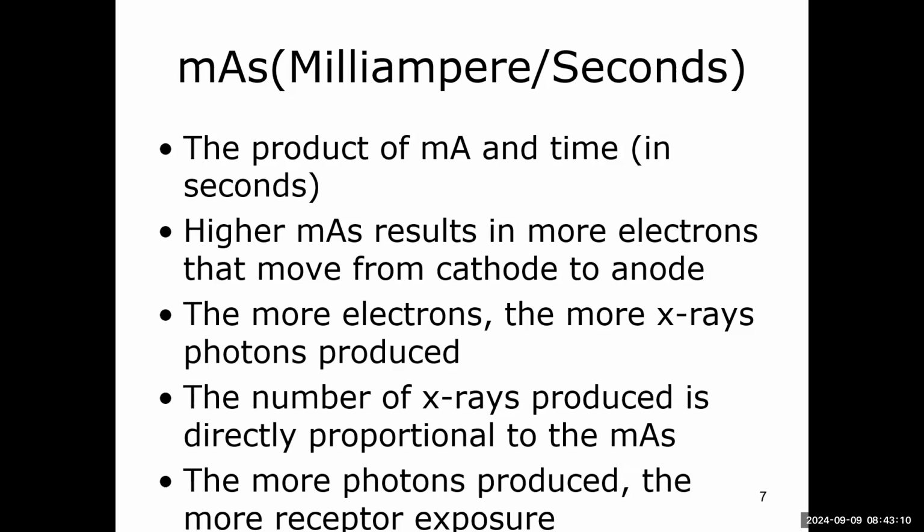Now mAs can increase with a change in mA. So if we increase the mA, that makes the mAs go up, right? Or if we left the mA alone and made the exposure time twice as long, that also makes the mAs go up. So it takes both of those things to make up mAs. When you increase either one, that increases the number of electrons, which increases the number of photons produced, which increases the number of photons that possibly can make it through to the IR, which is what receptor exposure is.